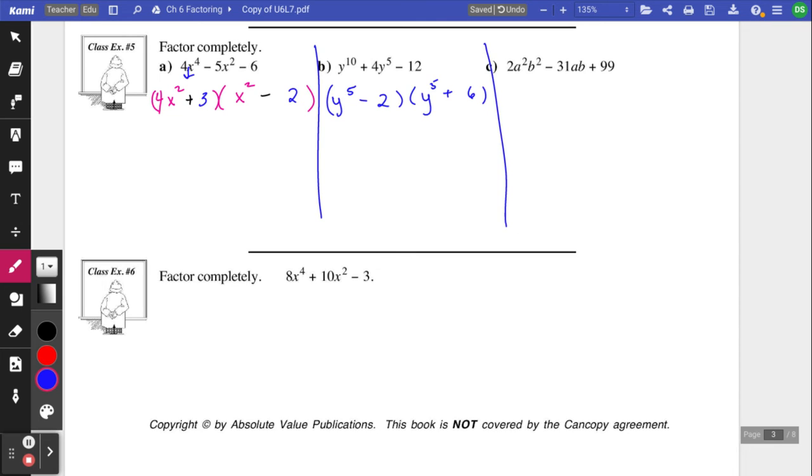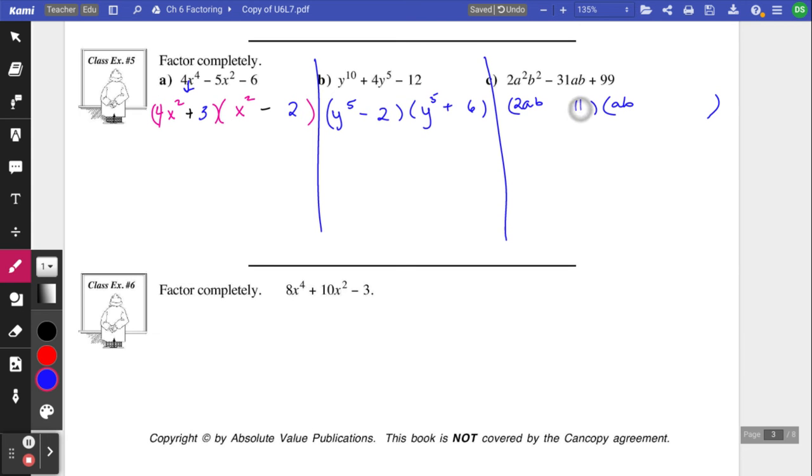Okay, question C. What do you want to start with? 2AB and AB. That's the only way you can get 2AB squared. It's only one way. Okay, 99. What's the first thing? 11 and 9 is the first thing that pops into my head too. I don't know where to put 11 and 9. I'm just going to guess. Anybody want to tell me where to put the 11? First bracket, second bracket? 11 first. Okay, let's try.